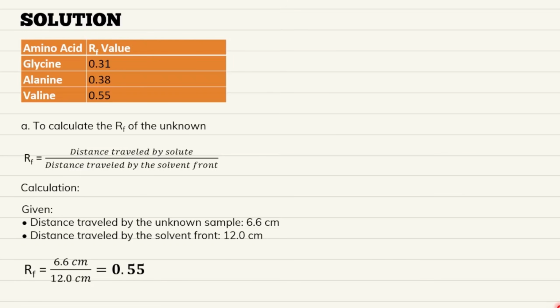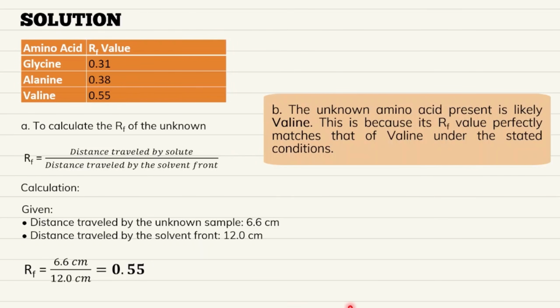The next part of the question is to identify the amino acid present and justify your answer. If you look at this value of 0.55, let's go back to the table and see if it matches any of the RF values. You can see that it matches that of valine. So the unknown amino acid present is likely valine. This is because its RF value perfectly matches that of valine under the stated conditions. So when they migrate up, they would both have the exact same 6.6 centimeters.